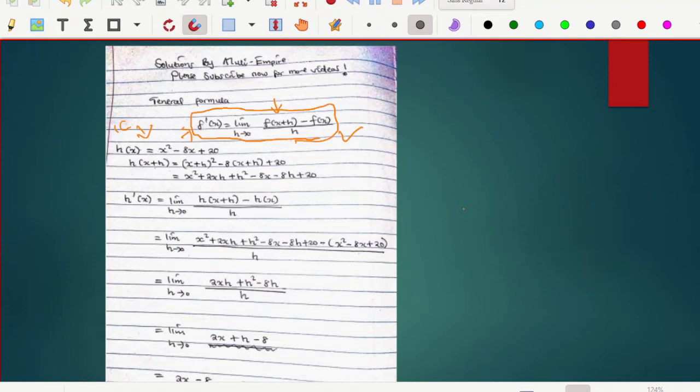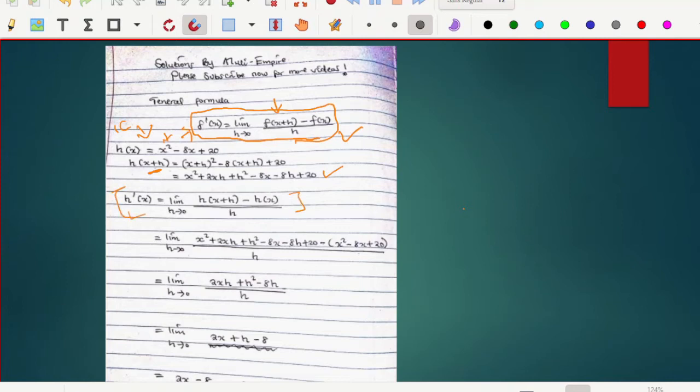So to begin with, since you know that your H of X is that one, first define what your X plus H is, always, so that it becomes easy for you. Where there's X everywhere, you replace it with X plus H, as you can see here. Then you have this expression there.